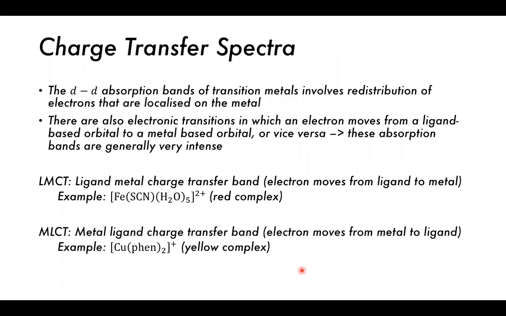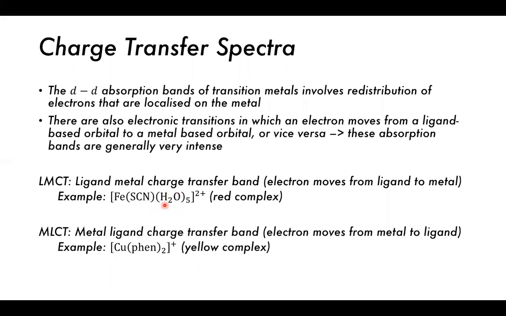So the d to d absorption bands of transition metals involve redistribution of electrons that are localized on the metal. There are also electronic transitions in which an electron moves from a ligand-based orbital to a metal-based orbital or vice versa. And these absorption bands are generally very intense. So a ligand to metal charge transfer band involves the movement of an electron from a ligand to a metal. For an example, you would see this iron complex with its thiocyanate and its water ligands, and that's typically a red complex.